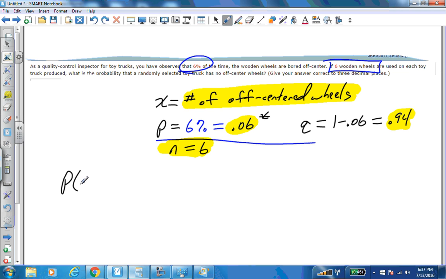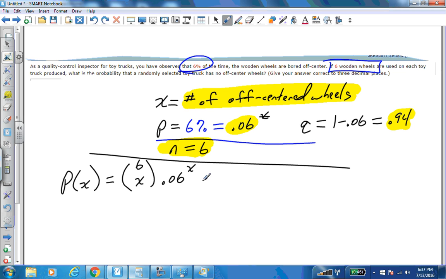So the probability is n choose x, p to the x, q to the n minus x. So that's our probability function.